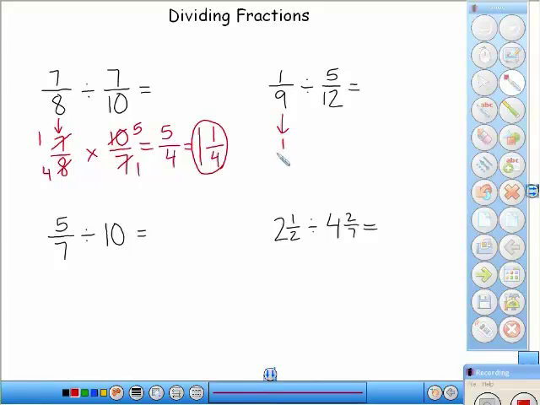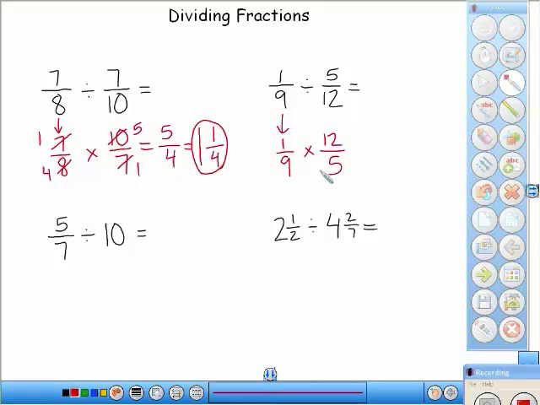We're just going to rewrite the first fraction, 1/9. We're going to flip the sign. We're going to change this sign. The opposite of divide is multiply. And to balance that out, we've got to flip the second fraction. We've got to write the reciprocal. So the opposite of 5/12, the flipped version, is 12/5.